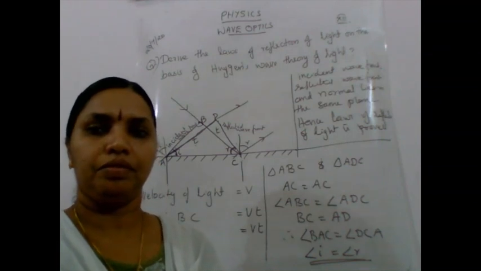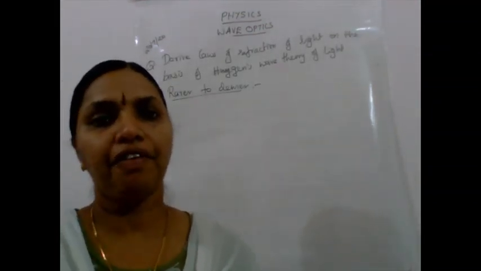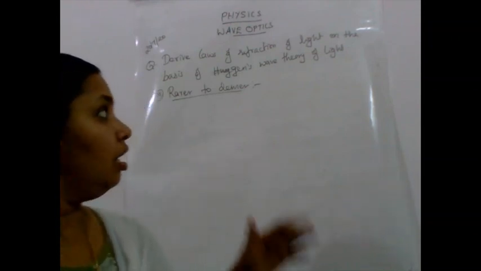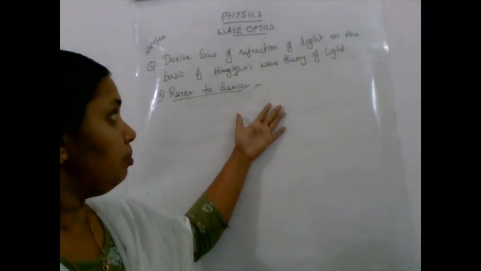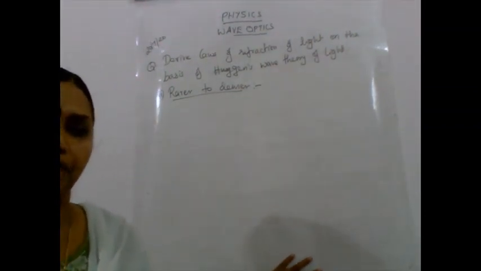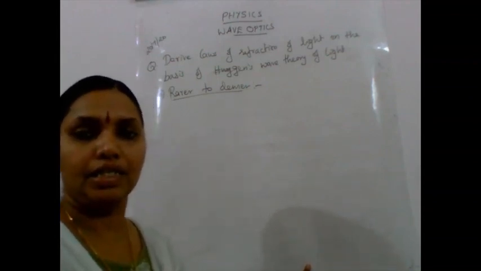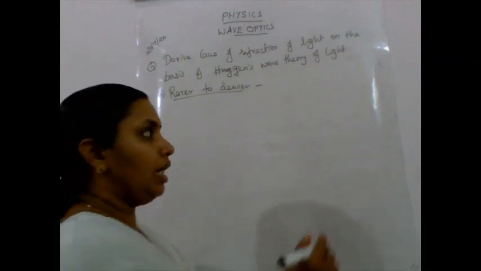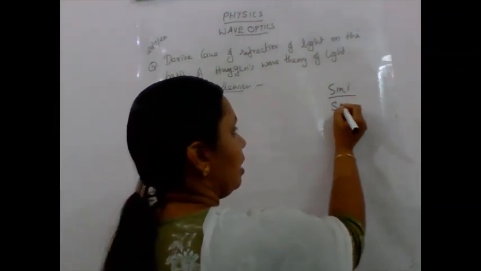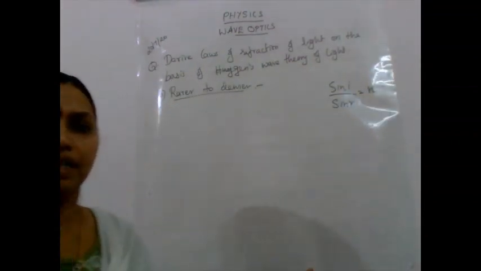Next, we have to prove the laws of refraction on the basis of Huygens wave theory. So, what are the laws of refraction? The incident ray, refracted ray and normal lie in the same plane, and sin i by sin r, the sin of the angle of incidence divided by the sin of the angle of refraction, is a constant. That is called the refractive index.